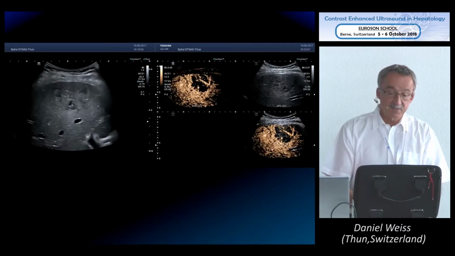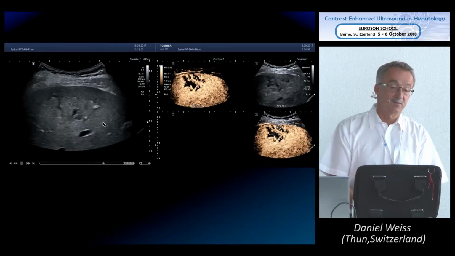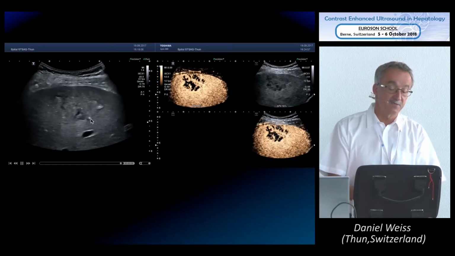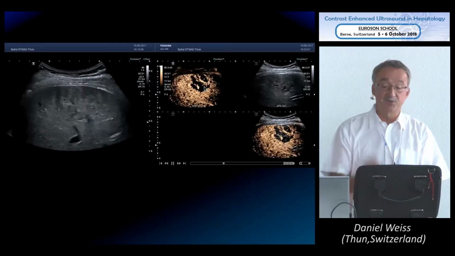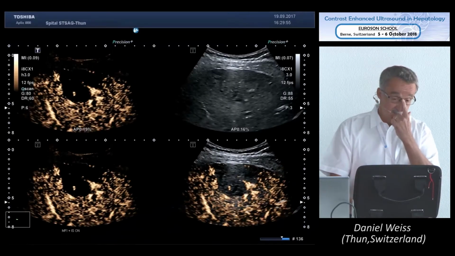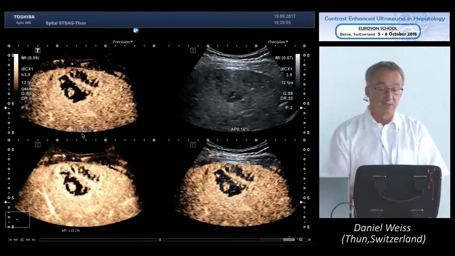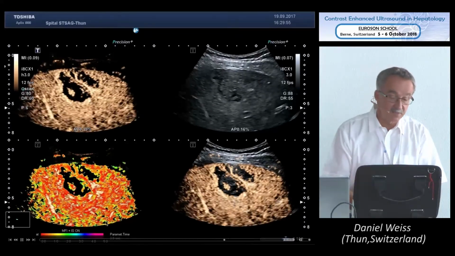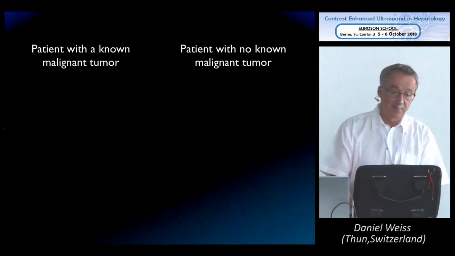This is another abscess. You see, it's difficult to make your diagnosis when you see this grayscale sonography and when you have this typical enhancement of an early abscess. It's not a ripe abscess, it's an early abscess. You can say, yes, this is an abscess, and again you can do this kind of capture mode, and you see the huge enhancement around this abscess.